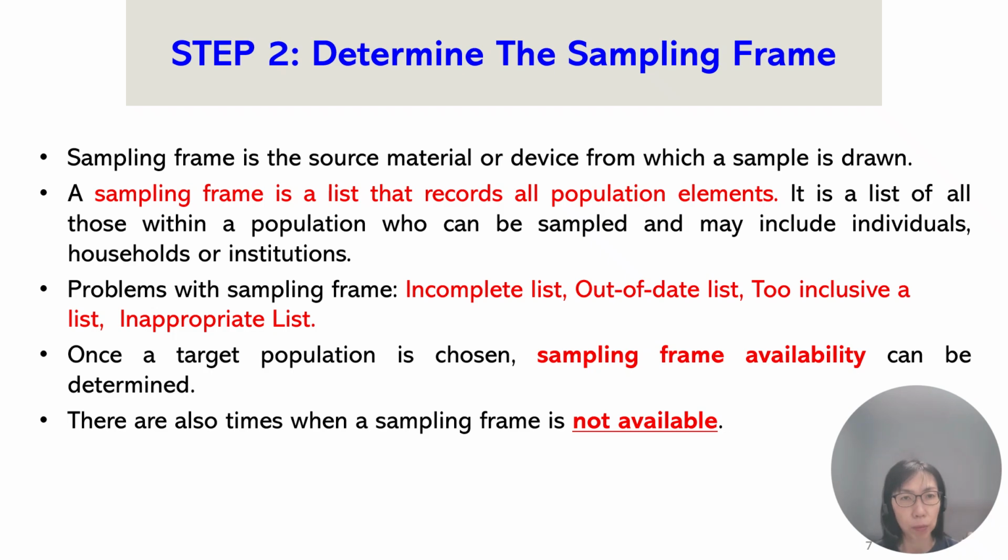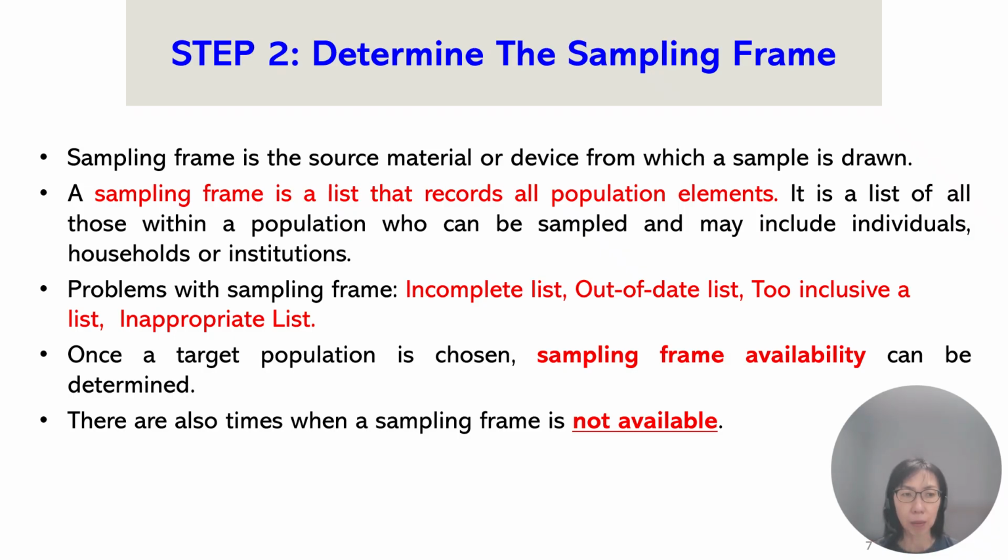After identifying the target population, the next thing we need to establish is whether the sampling frame is available. Basically, the sampling frame refers to the source of material or all the information required for the sample. This sampling frame will consist of a list of records of all the population's elements. Once this has been established, we will move on to the next phase.